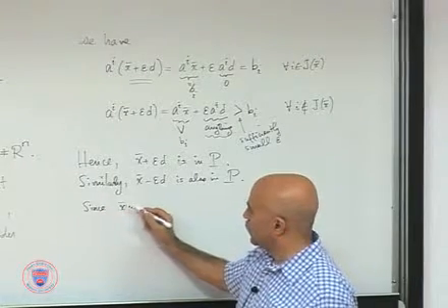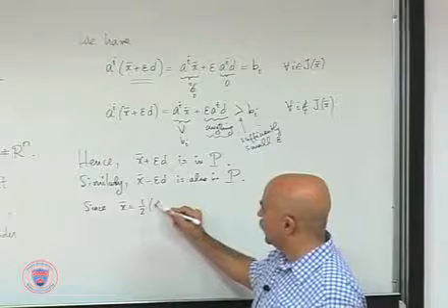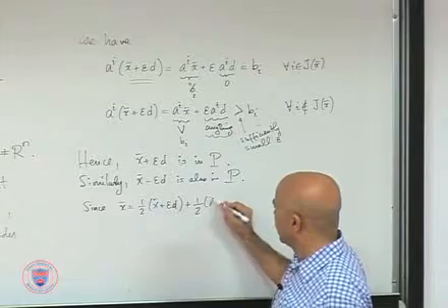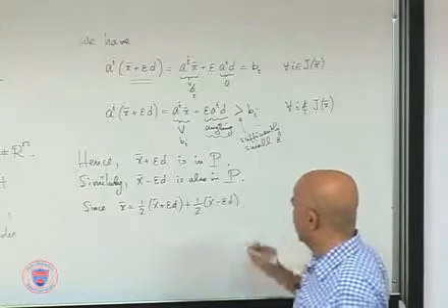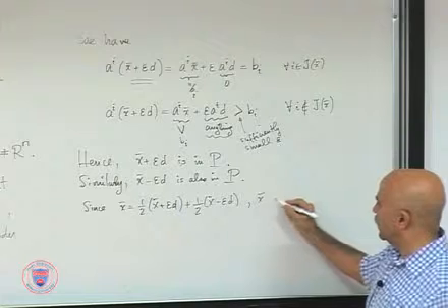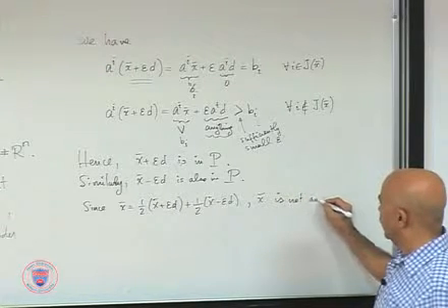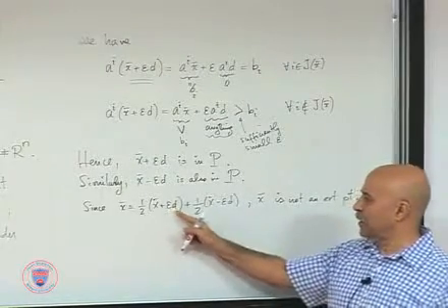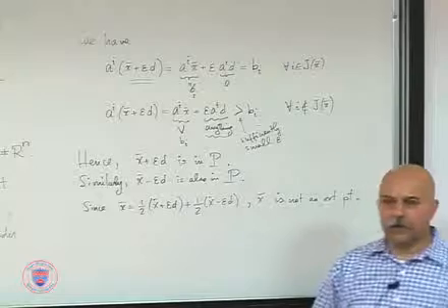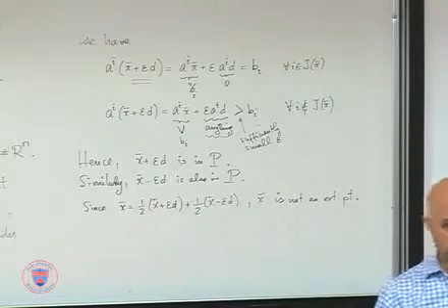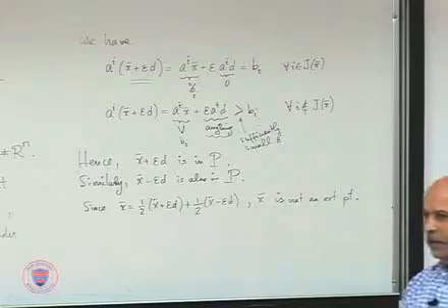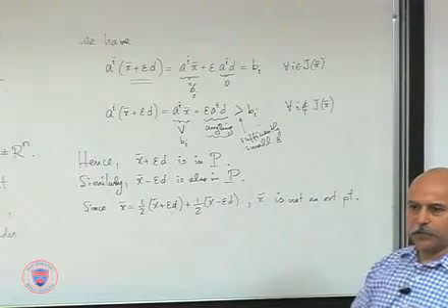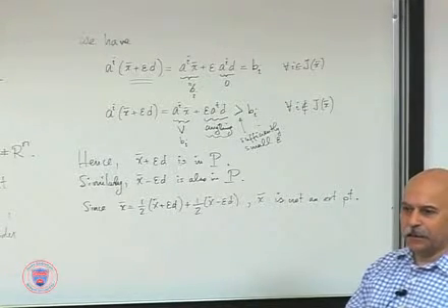Since x bar is 1/2 times x bar plus epsilon d plus 1/2 times x bar minus epsilon d, x bar is not an extreme point, because both x bar plus epsilon d and x bar minus epsilon d are two different points. They are both points of P, and you have a strict convex combination which gives you x bar. So we just proved not C, implying not B.